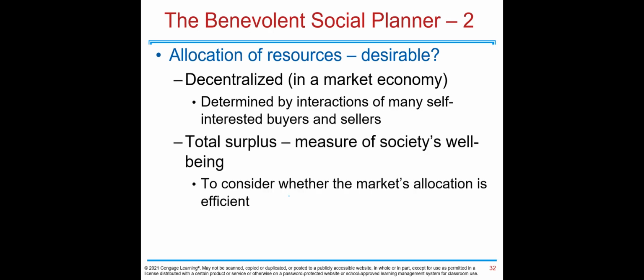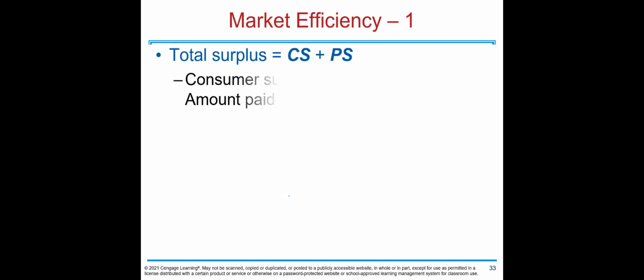First, allocation of resources. Question: are they desirable? In a decentralized market economy, where there is no social planner, it's determined by interactions of many self-interested buyers and sellers. So total surplus is a measure of society's well-being. So let's think about whether this total surplus is efficient or not.